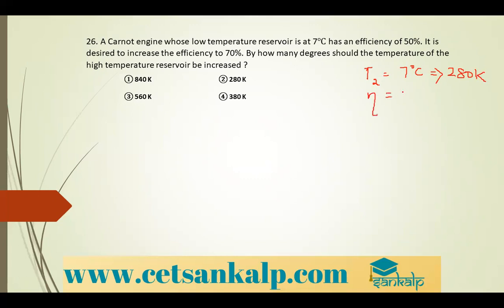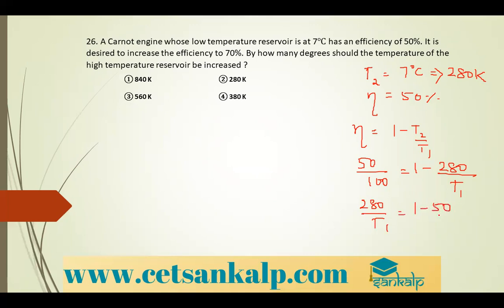So efficiency they have given is 50%. The formula is efficiency is equal to 1 minus T2 by T1. So 50 divided by 100 is equal to 1 minus 280 divided by T1. Shifting, it is 280 by T1 is equal to 1 minus 50 by 100.